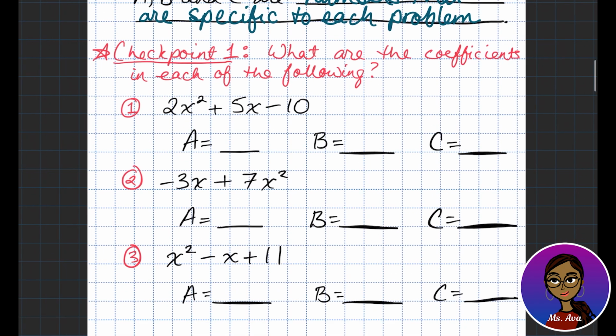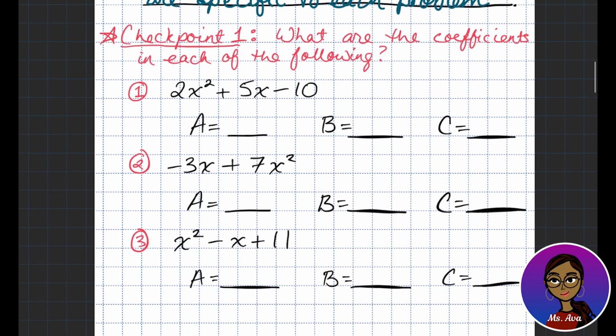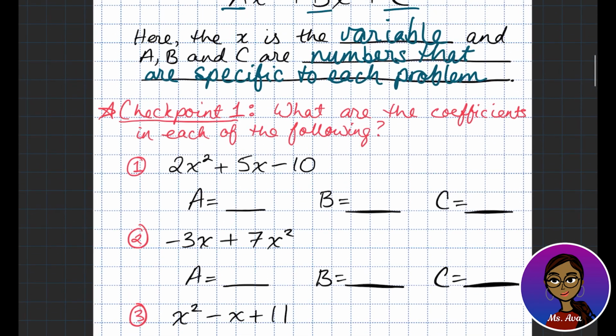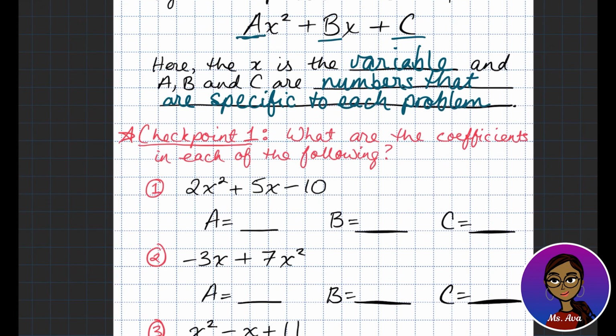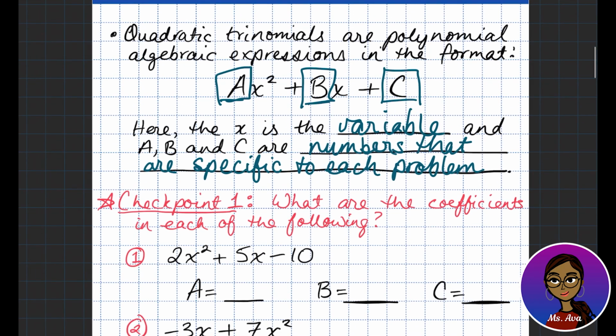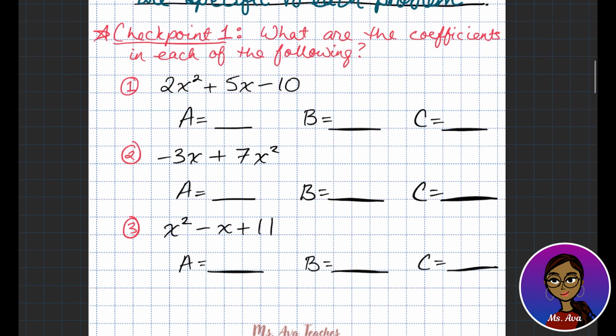And so what that means, we're going to look at some of these. What are the coefficients or the constants in each of the following? That's another way of thinking about these. These are also called coefficients for the a and the b, and then the c is called a constant. So a and b are coefficients of the x squared and the x, and then the c is the constant. So in these problems, what would the a, b, and c be for this problem, Calculina? What do you think?